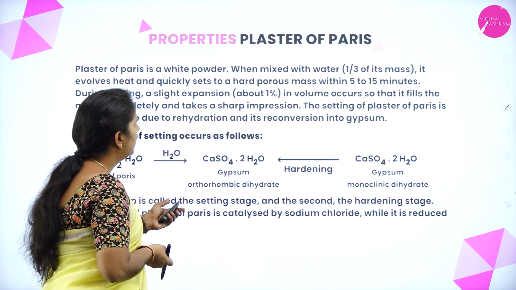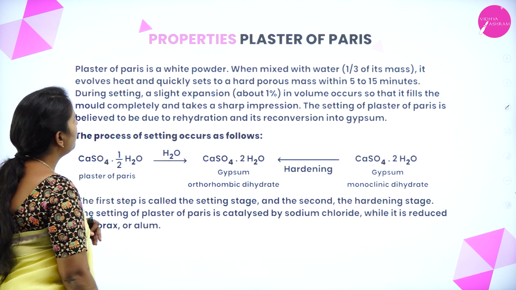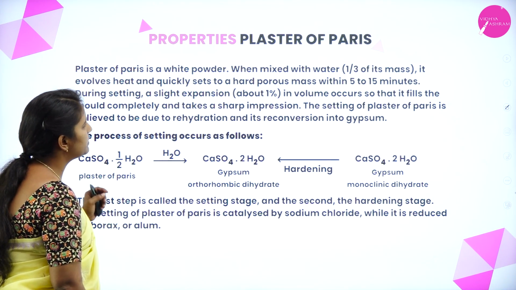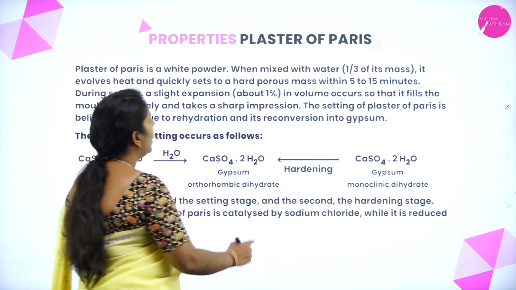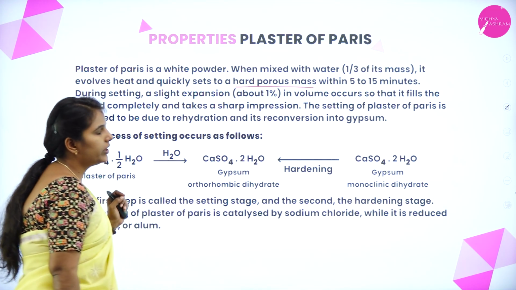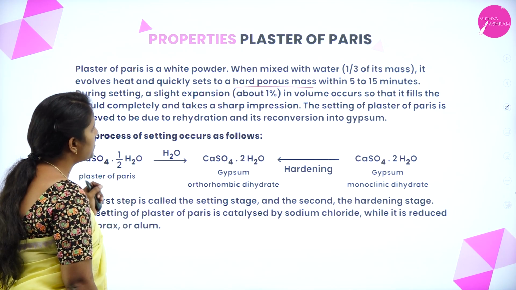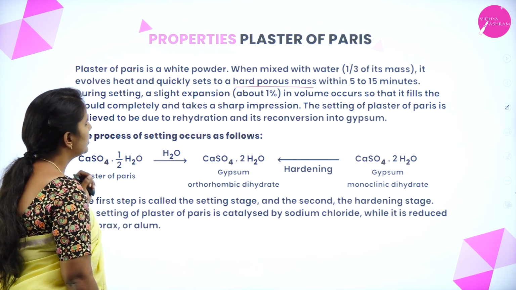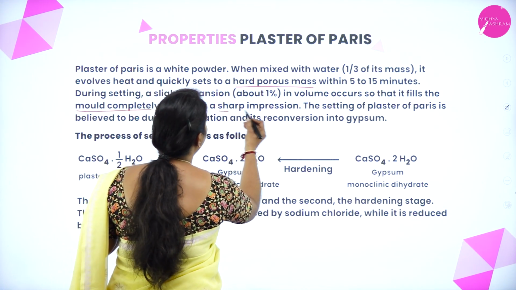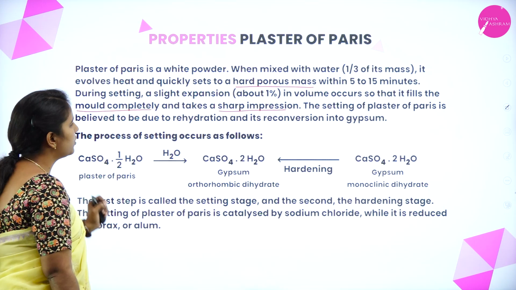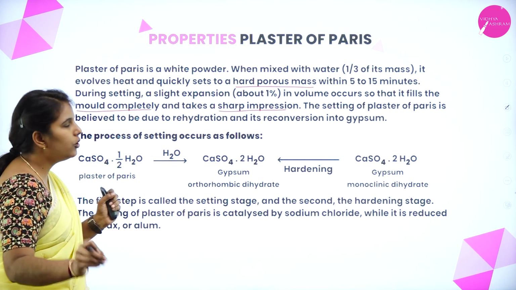Okay. Next is properties of plaster of Paris. Plaster of Paris is a white powder. When it is mixed with water, it evolves heat and quickly sets into a hard porous mass within 5 to 15 minutes. During the setting, a slight expansion in volume occurs, which fills the mold completely and takes a sharp impression. The setting of plaster of Paris is believed to be due to rehydration and reconversion into gypsum.